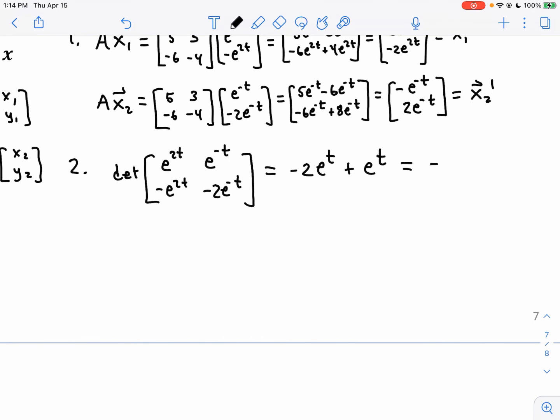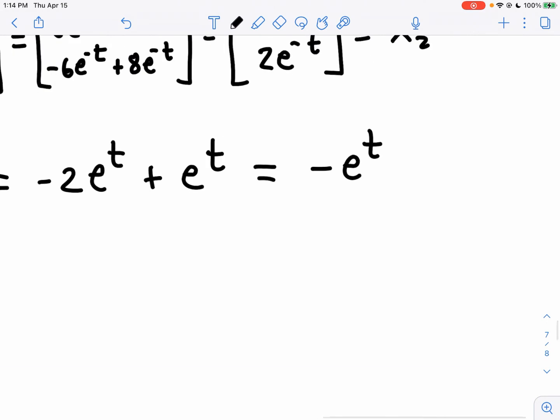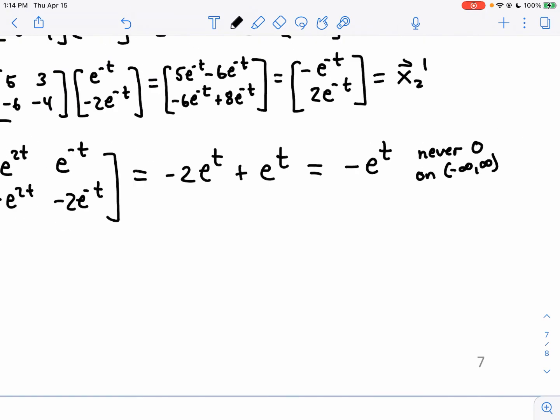And then this simplifies to negative e to the t. And this Wronskian is never 0. And the interval on which it's never 0 is the entire interval. So for all values of t, this negative e to the t is never 0.